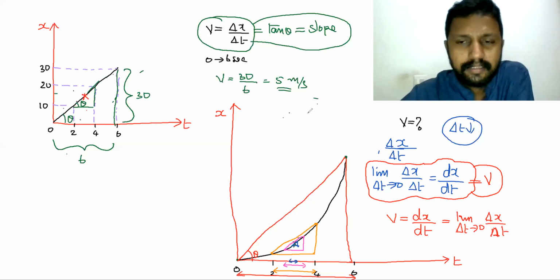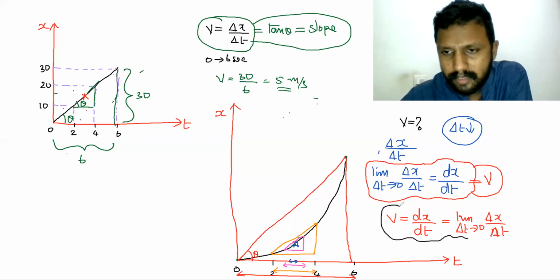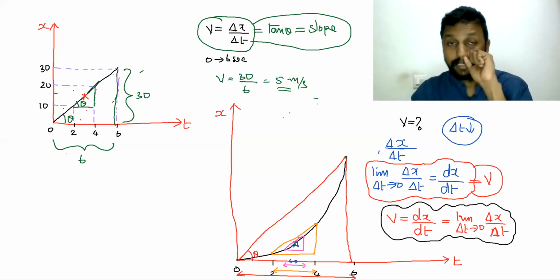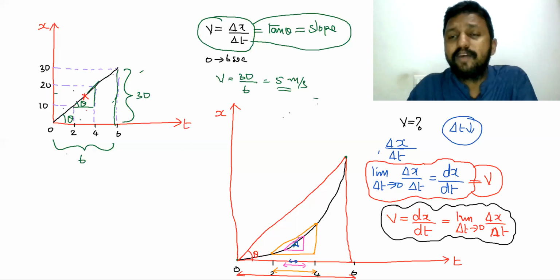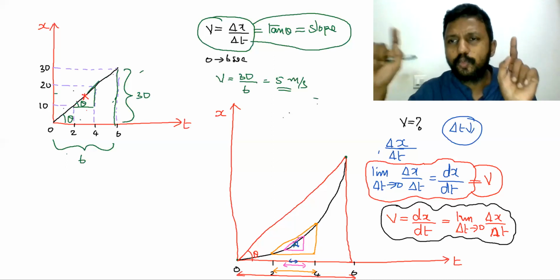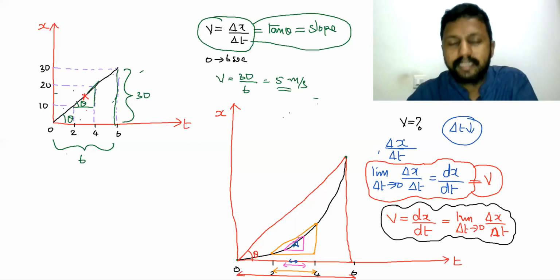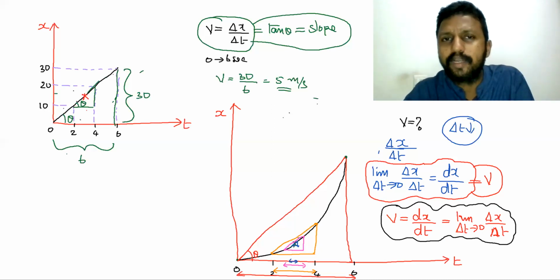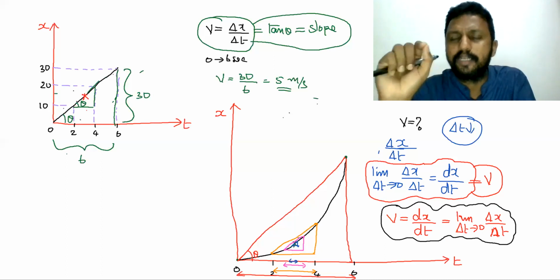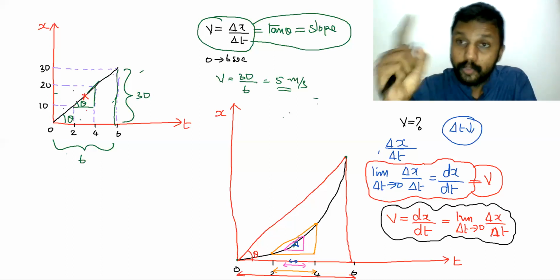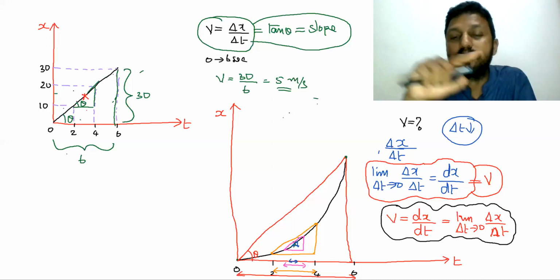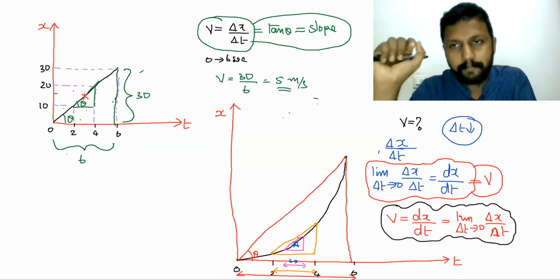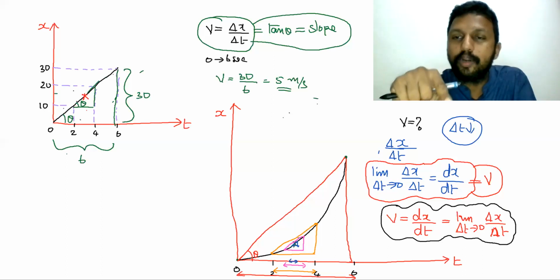Let me summarize this. There are two types of velocity: average velocity and instantaneous velocity. Average velocity is the delta x by delta t between two different time intervals. Instantaneous velocity is the velocity at a particular instant. For a uniform motion, the average velocity and instantaneous velocity are the same. But that's not the case for a non-uniform motion.